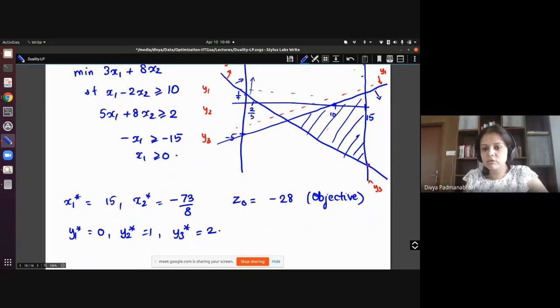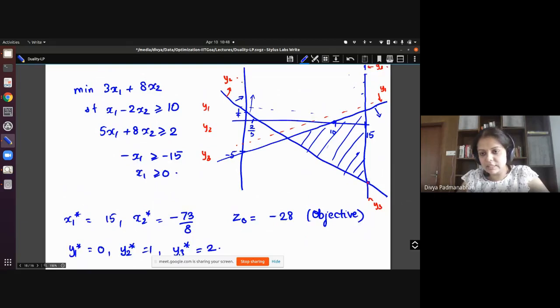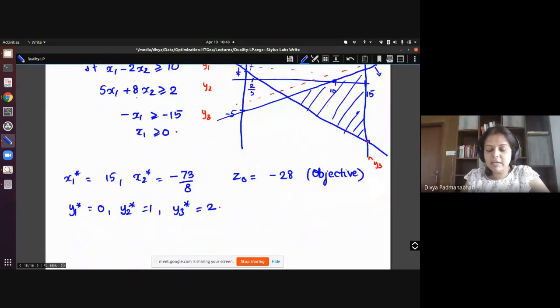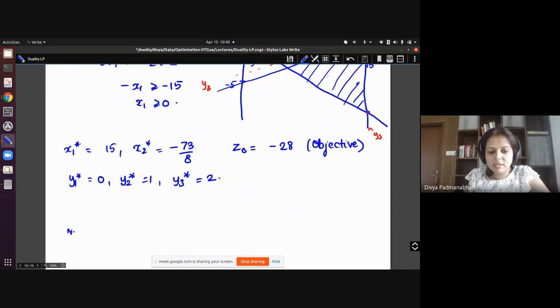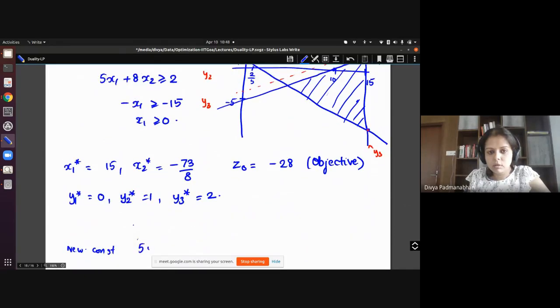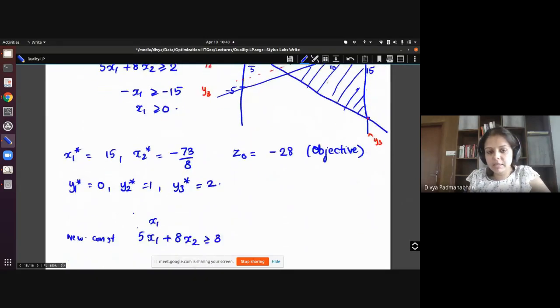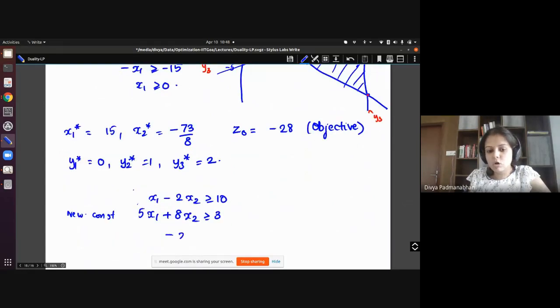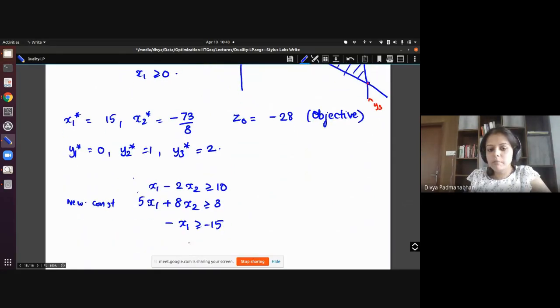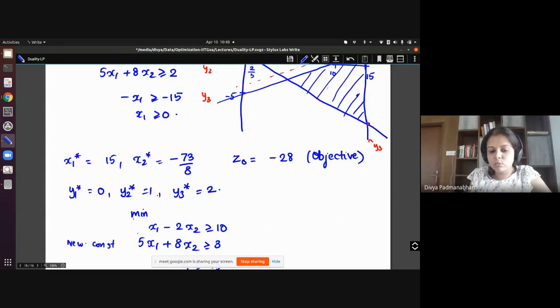And let's just see what happens if you change the second constraint. Okay, so the second constraint here, if you made it instead 5x1 plus 8x2 greater than or equal to 3, so the new constraint is 5x1 plus 8x2 greater than or equal to 3. And suppose all other constraints remain the same. x1 minus 2x2 is greater than or equal to 10. And these all remain the same. Okay, so x1 greater than 0, and still the objective is minimize 3x1 plus 8x2.